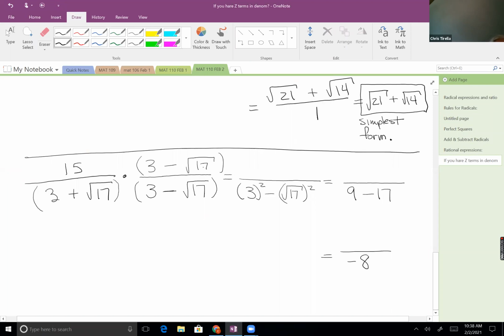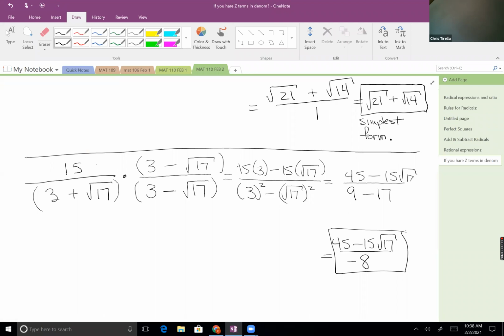In my numerator, I have to distribute. So distributing, I'll have 15 times 3 minus 15 times radical 17, which gives me 45 minus 15 radical 17. And that's it. And that, believe it or not, is considered simplified form.